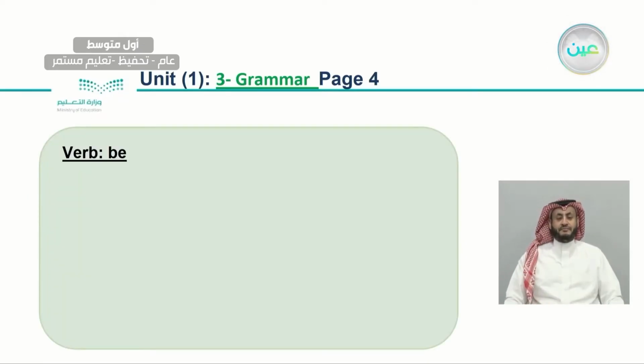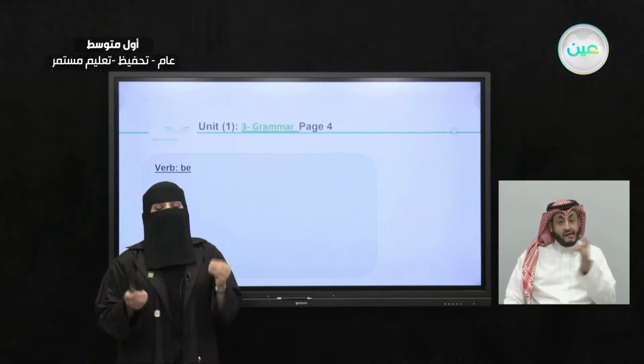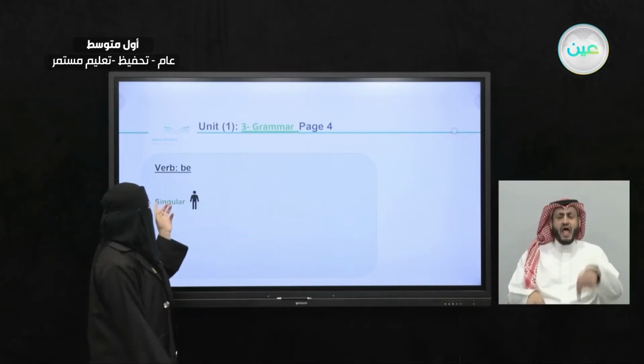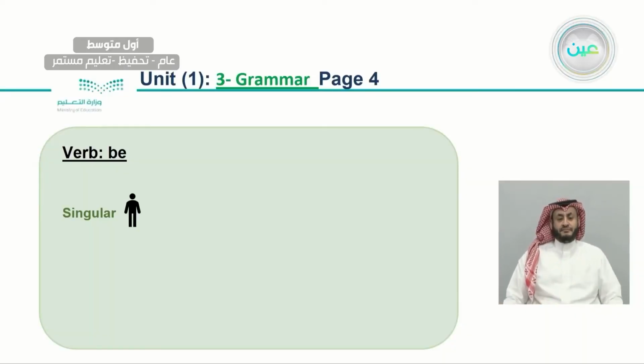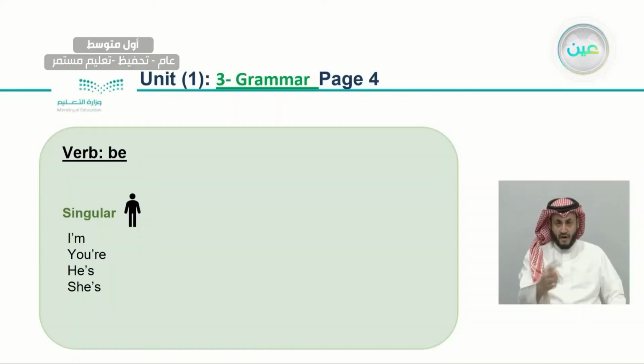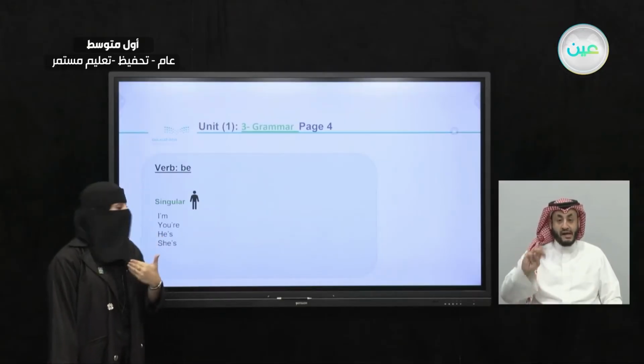Let's start with verb be. Verb be is the basic verb in the English language, and it's really important to know more about it. There is a difference when we want to talk about singular and plural. Let's start with singular. In the singular, we would say am, if I'm talking about myself: I am Miss Khulud.